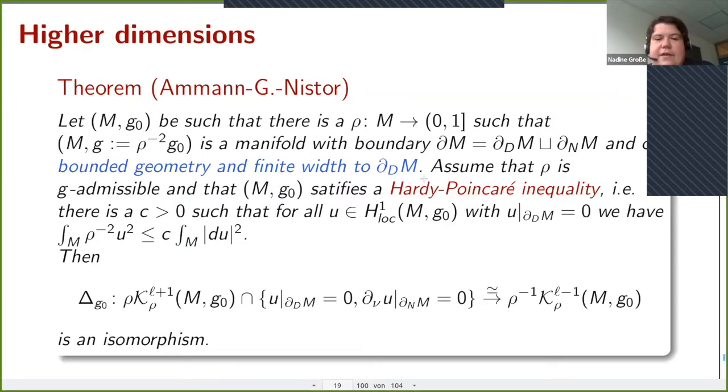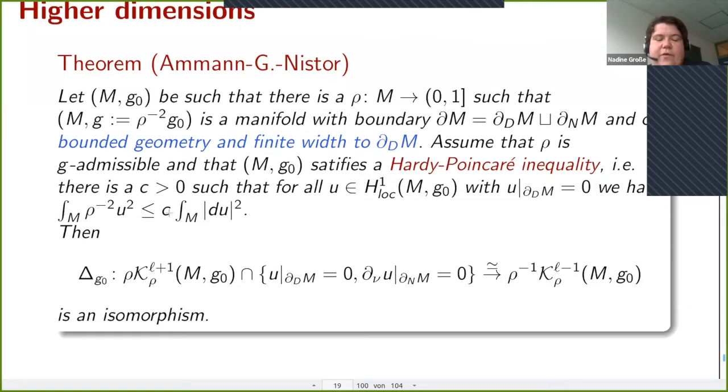And if you already know, and I will say something on this soon, that your original stratified space satisfies a Hardy-Poincaré inequality, which means that you have a constant such that for all H1 functions that are zero on the Dirichlet boundary, you have something similar looking to the old Poincaré inequality, except that here the weight now appears because we're on the non-blown up manifold.